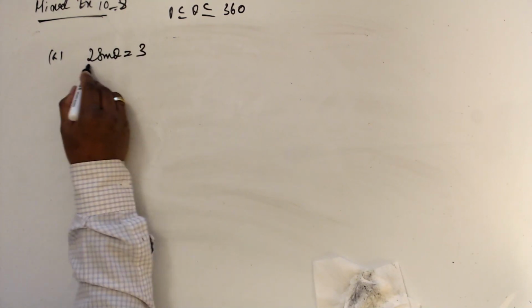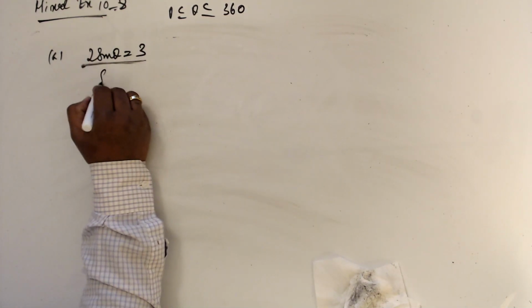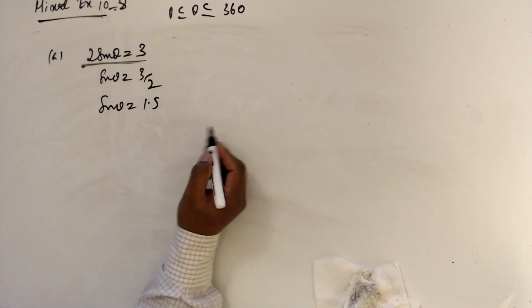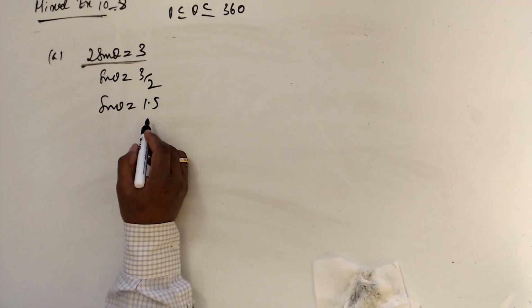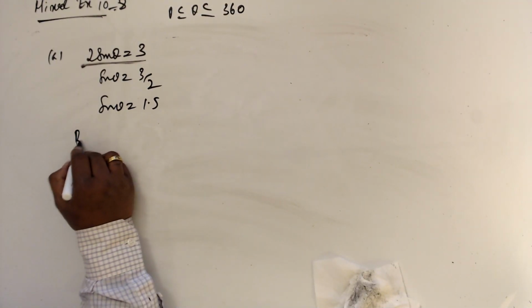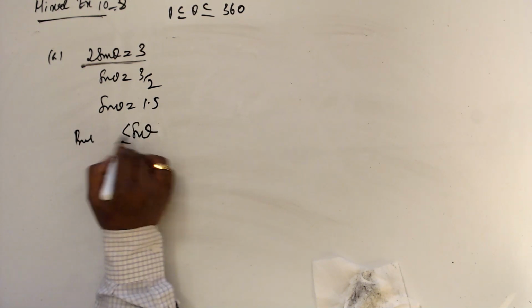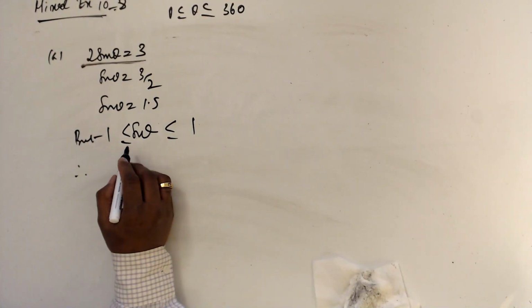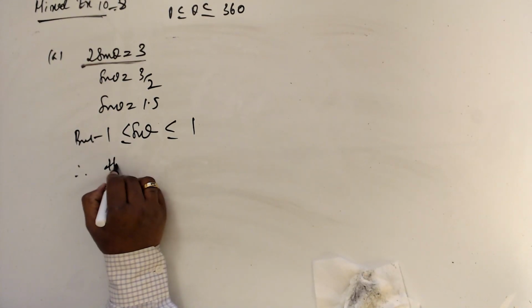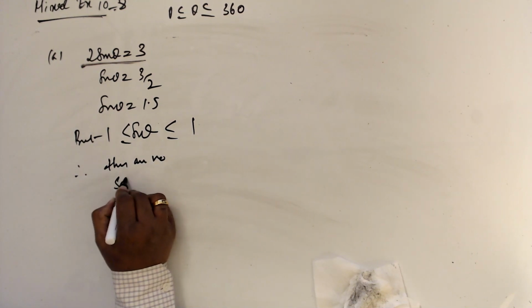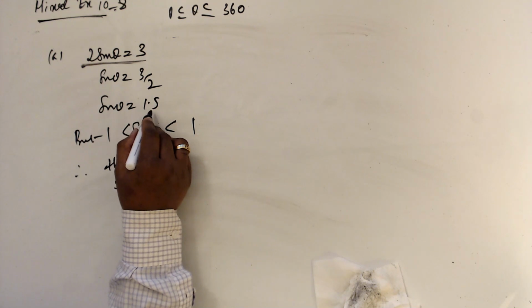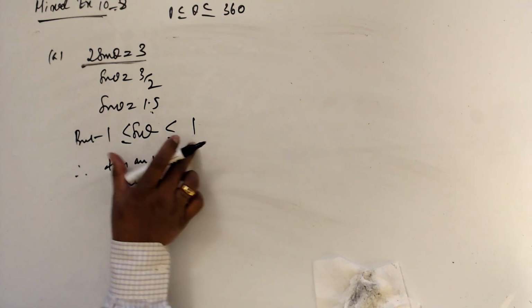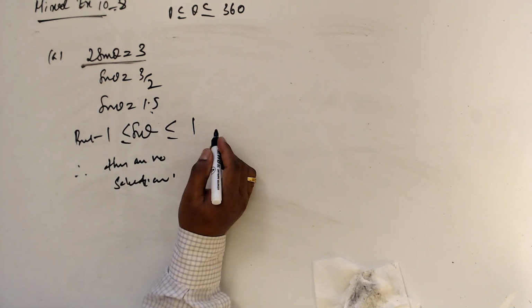Question number 8. 2 sine theta equal 3. Then sine theta equal 3 over 2. Sine theta equal 1.5. But sine theta behaves in between minus 1 and 1. Hence, there are no solutions because this is 1.5. We can't work. If there is a value in between this range, yes, we can apply.